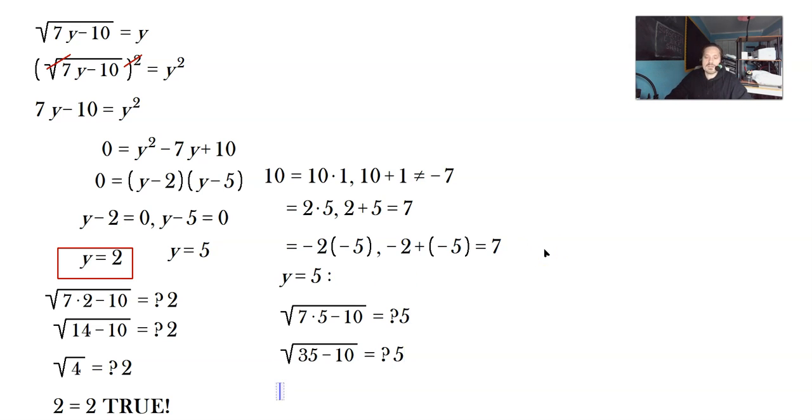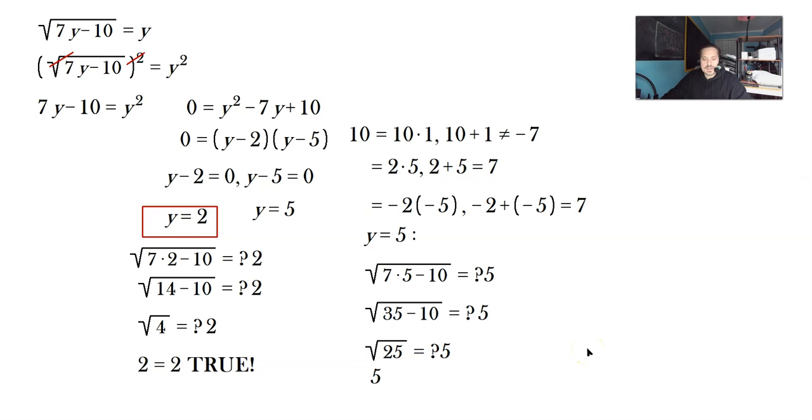Does that equal 5? All right, that's 25 equals, does that equal 5? Well, on the left side, the root of 25 is 5. That is equal to 5. So that means that it's true, right? In other words, y equals 5 solves the original equation. That's what it's telling us. All right, so that's good. So you've got two solutions and both are acceptable.